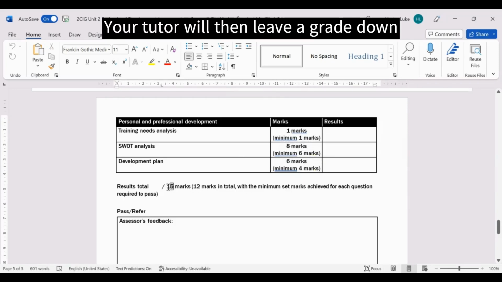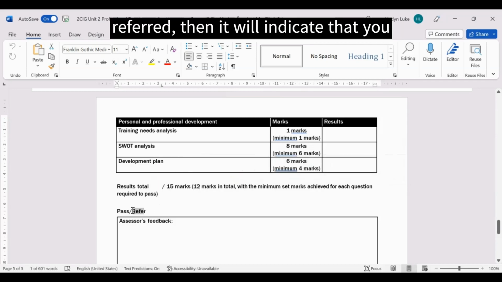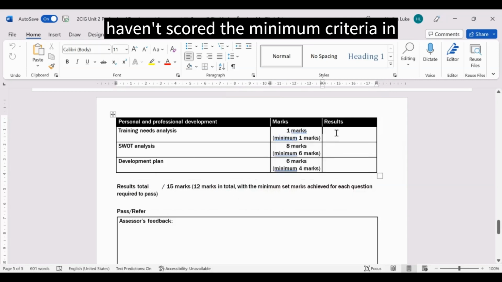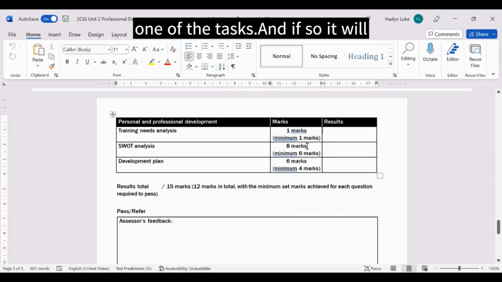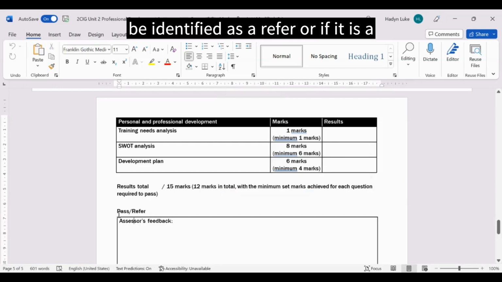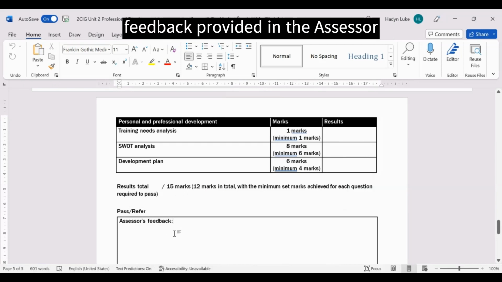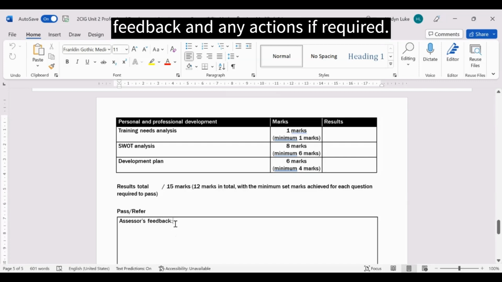Your tutor will then leave a grade down here. If it's 12 or above and it is a refer, then it will indicate that you haven't scored the minimum criteria in one of the tasks. And if so, it will be identified as a refer, or if it is a pass, then again, it will be identified as a pass. And there will be further feedback provided in the assessor feedback box, either written or via video feedback. So you receive feedback and any actions if required.